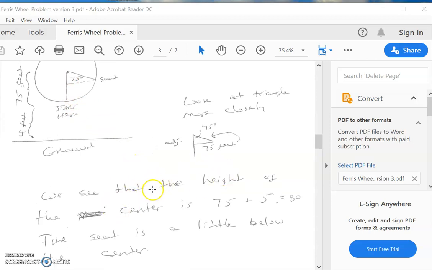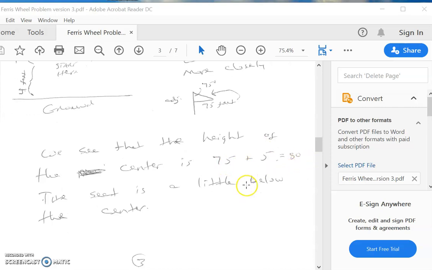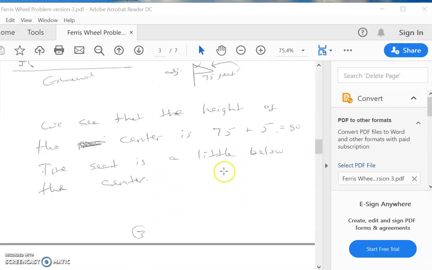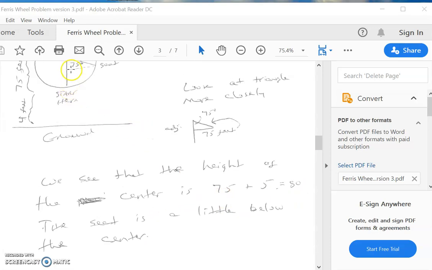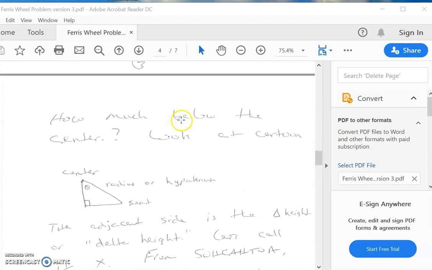So the height of the center, this center, is 75 plus 4 is 79. Okay, and I made a mistake here and I didn't catch it. I apologize. It's 75 plus 4 is equal to 79. So correct that in your notes. The seat is a little bit below the center. It's a little tiny bit below there. Well, how much below the center?